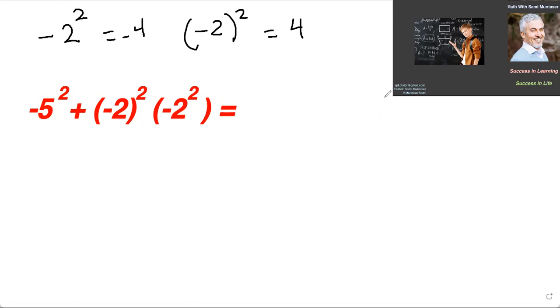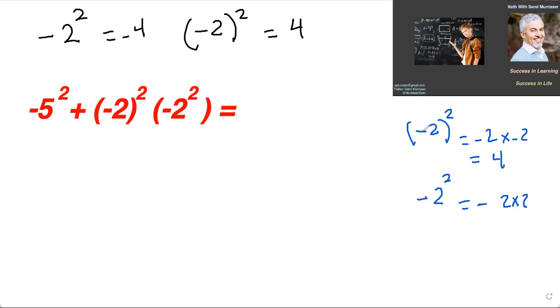Now why? (-2) in brackets squared, the square is on everything, so that means this is -2 times -2, which gives me +4. But when you have -2², then only the 2 is squared, not the negative. So this is -(2 times 2). So the negative is not squared here, but the negative is squared here.